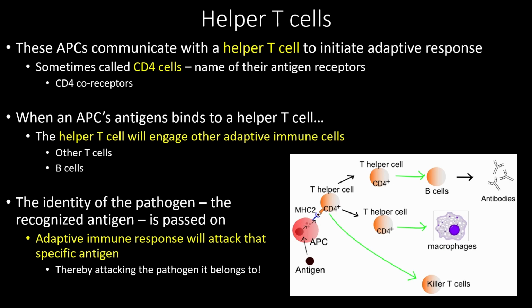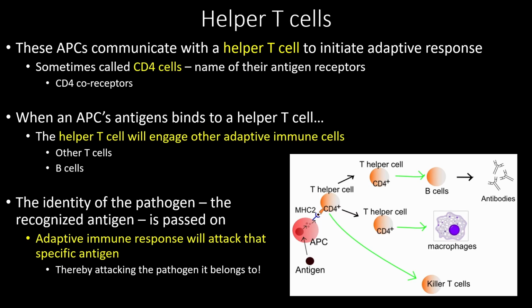These APCs communicate with what we call helper T cells. Okay, helper T cells. And these helper Ts are used to actually initiate that response. Sometimes we call those CD4 cells because of the name of the receptor that they have. They're called CD4 co-receptors. So you might see them written as CD4 cells or hear them talked about that way as well. But I call them helper Ts.